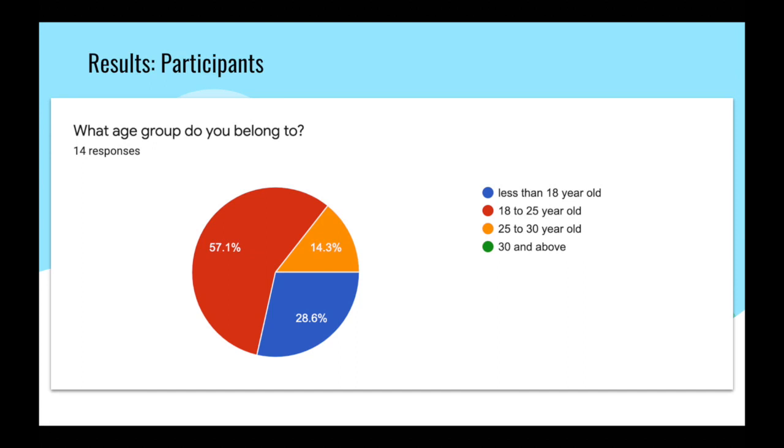So in terms of age groups, among the 14 responses, the majority of our participants were 18 to 25 years old. There were 8 participants there, and 4 participants were less than 18 years old, and 2 participants were between 25 to 30 years old, and none were older than 30.